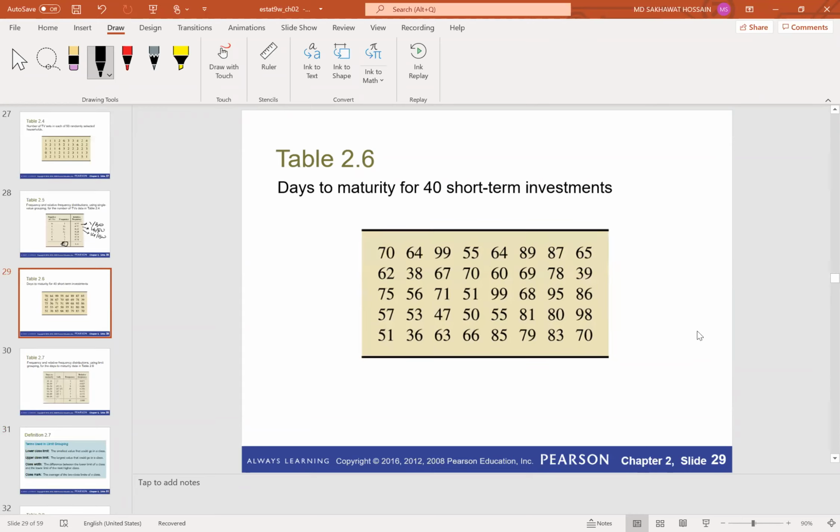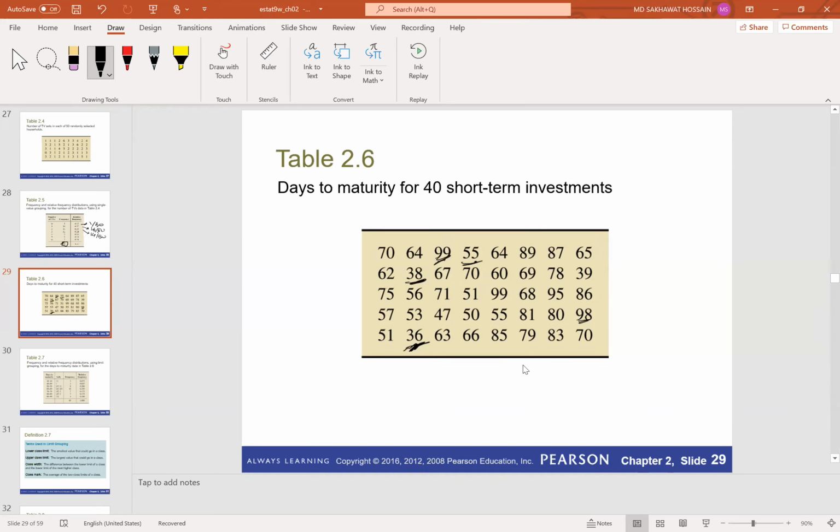So what is the minimum value here? The minimum value is here, this is 55, yeah, this is 38. So minimum is, I think, 36. Yeah, 36 is the minimum. And maximum is, we have 98, we have also 99. So I think maximum is 99 because all are 2 digit numbers. So maximum is 99 and minimum is 36. Okay, so here we have so many distinct values.